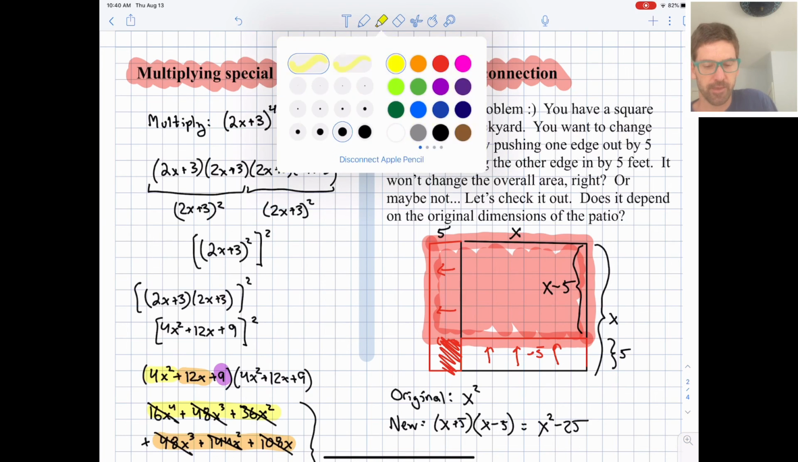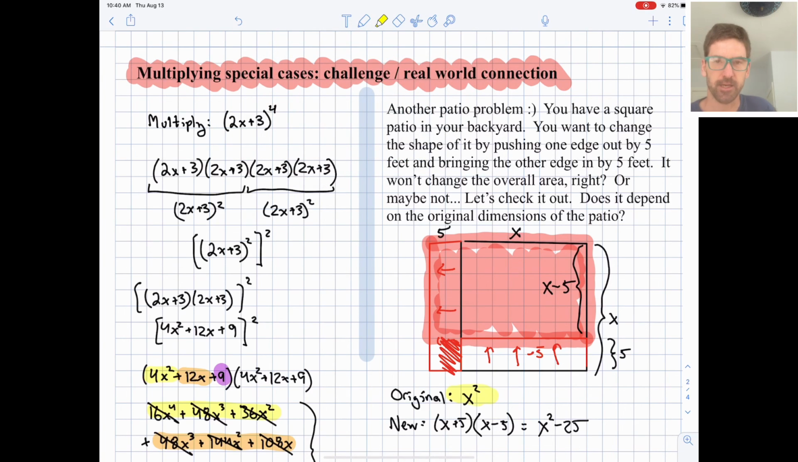So let's think about what that means. Our original patio was x by x, and our new one is that same x by x minus 25. So the new patio must be smaller. It doesn't matter what x is. It must be a smaller area overall. It'll be 25 square feet less. That's pretty cool. It doesn't matter what x was.